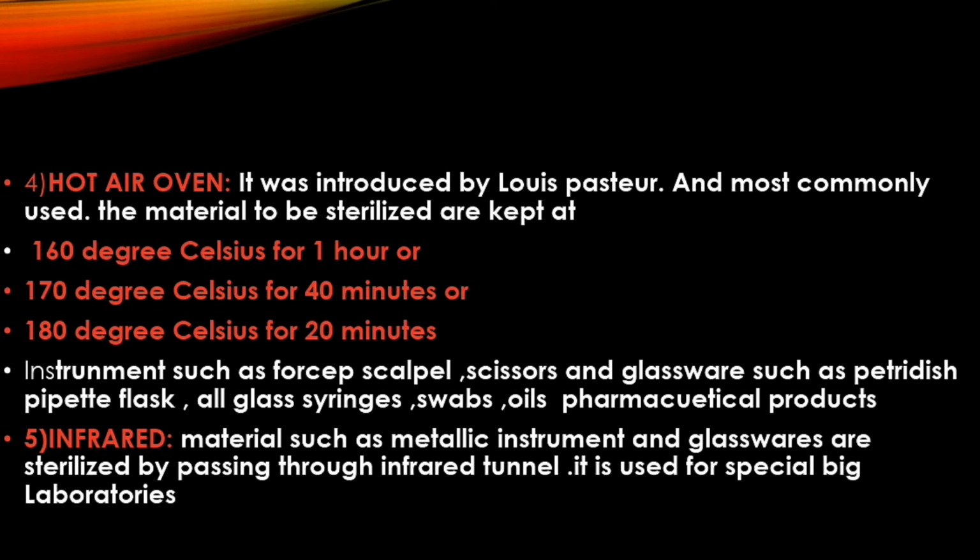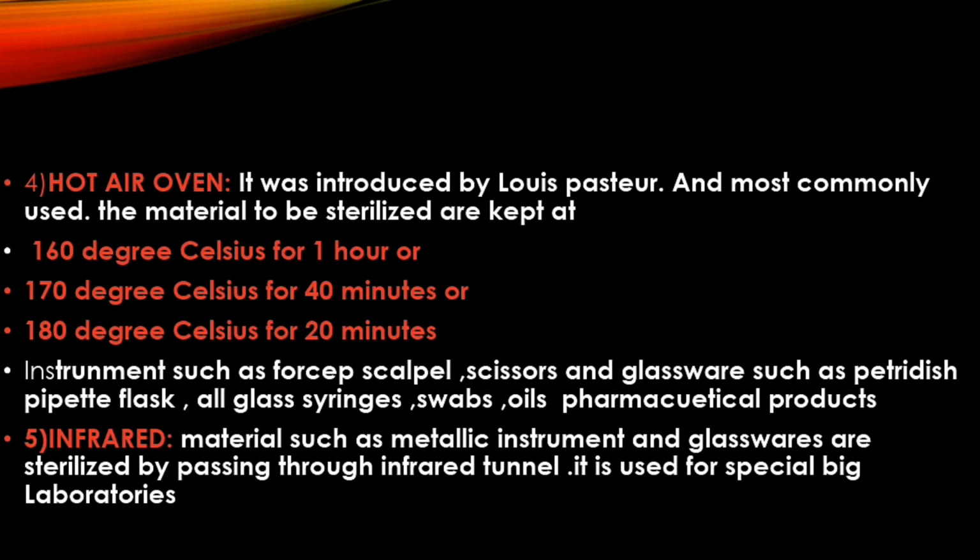The next type of dry heat is the hot air oven. It was introduced by Louis Pasteur, and nowadays it is the most commonly used type of dry heat. The materials to be sterilized are kept at 160 degrees Celsius for 1 hour, or at 170 degrees Celsius for 40 minutes, or at 180 degrees Celsius for 20 minutes. So these are the procedures for sterilization.